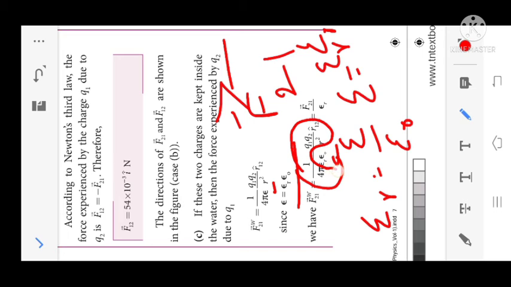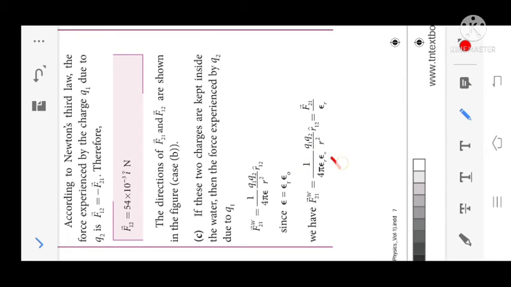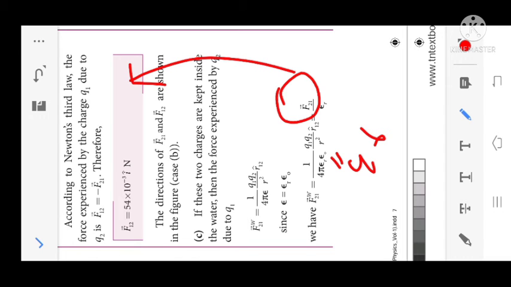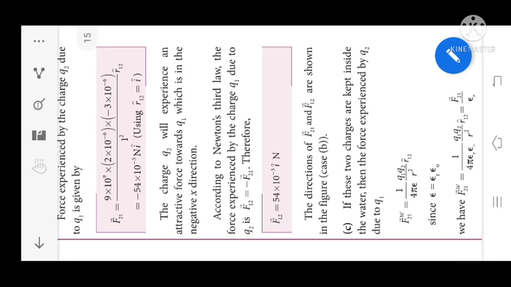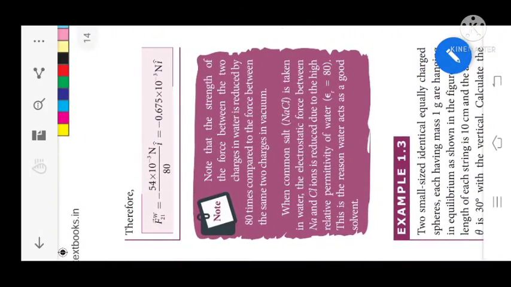Now look at this value, which is equal to F21. In this term, the different term is epsilon R. All the other values give the F21 vector of the previous case. So instead of this, we can use F21. The extra term is epsilon R. So F21 of water is equal to the F21 vector divided by epsilon R. We know the value of F21, we have found it in the previous case. Substitute this value in that expression.